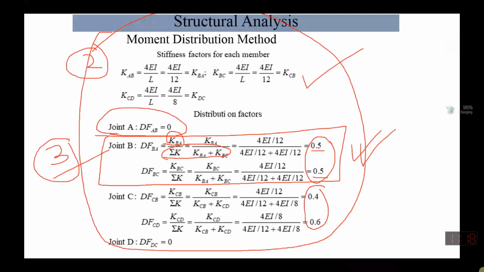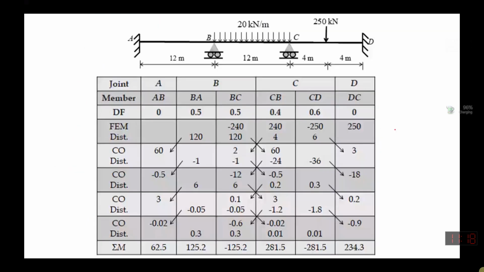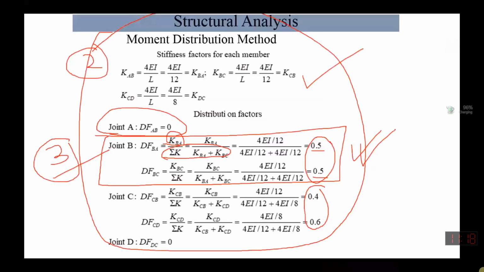I will stop here. I'll not go to this part, which is slightly tricky. Although I can explain it, it will make you confused. What I want you to exercise is how to find the stiffness factors and how to find the distribution factors. This is important. Then the next is nothing actually, we just apply this locking and unlocking of the joints.